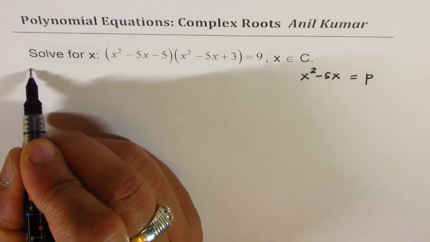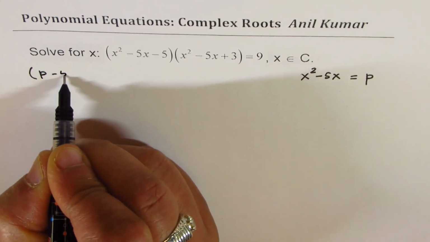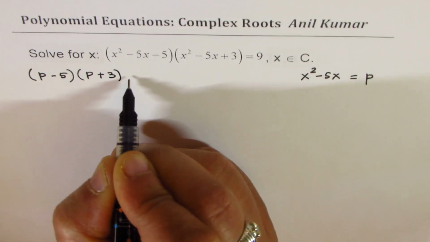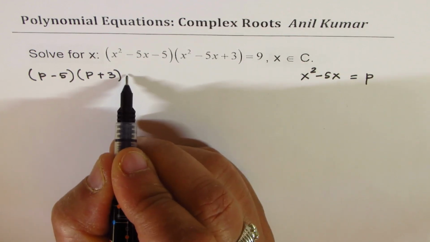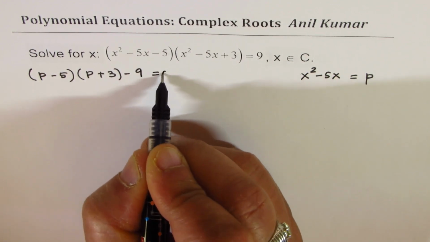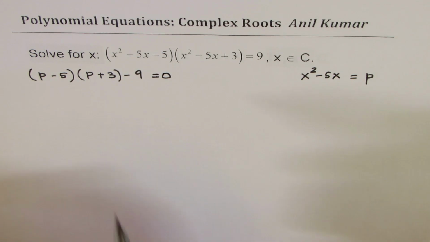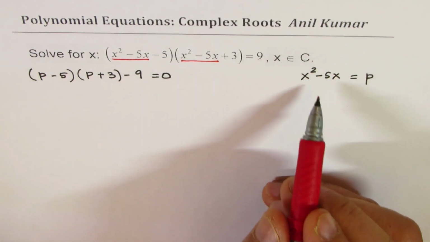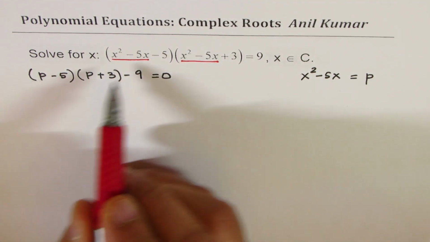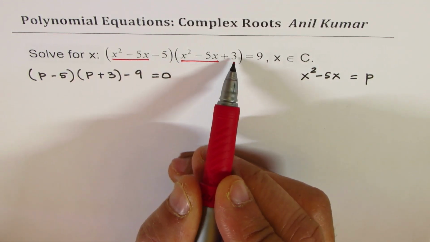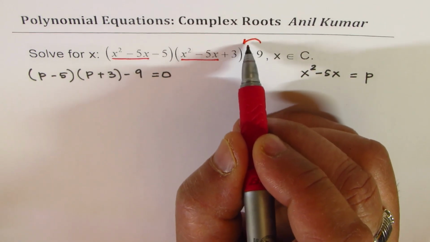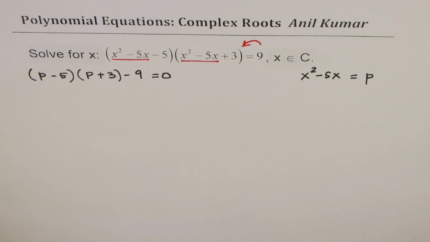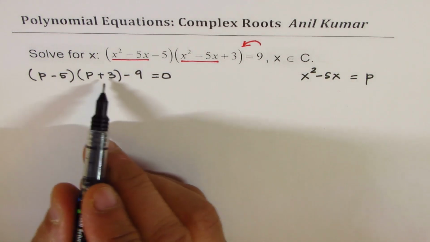Now the equation could be written as (p minus 5) times (p plus 3) equals 9. I can bring 9 to this side, minus 9 equals 0. Is it okay? So what I did was that instead of x squared minus 5x, I wrote p. So we get (p minus 5)(p plus 3), brought 9 to this side, minus 9 equals 0. Perfect. Now we are going to expand.